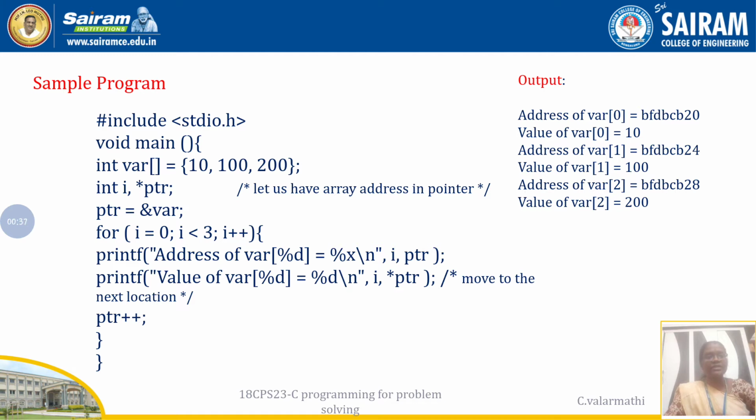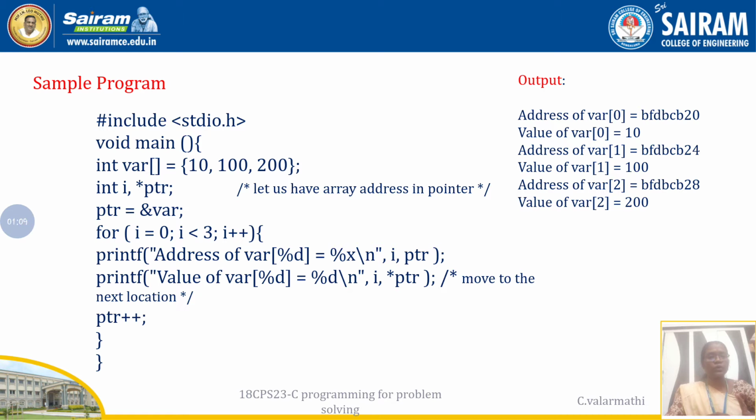Then int i comma star ptr. Here star ptr is nothing but a pointer variable, right? Using that pointer I am going to write some sample program. What is my logic? I am just referencing this one pointer to the entire array. That is the speciality of why we are going for pointers, because I already told in the benefits of pointer concepts. So using one pointer variable you can get access to arrays and structures.